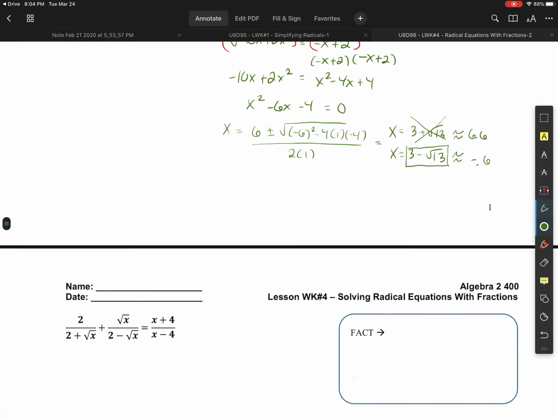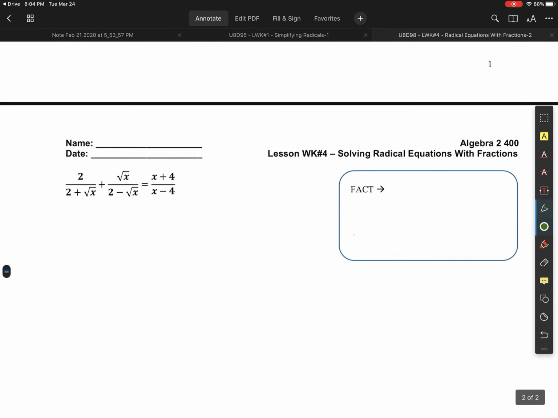Alright, next problem. So a little bit different here. We got 3 fractions. Right, so there's more going on with our denominators. So the first initial thought is, alright, give out your common denominator, which is 2 plus rad x, 2 minus rad x, 2 plus rad x, 2 minus rad x. This is insane. Right? We don't want to do that. We want to find a way to make this problem better for ourselves.